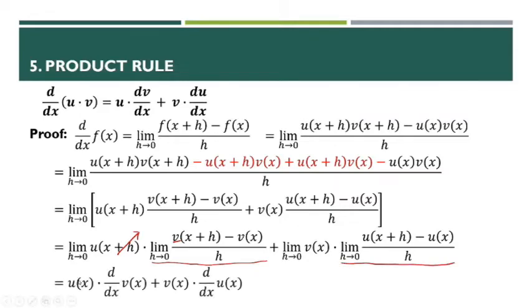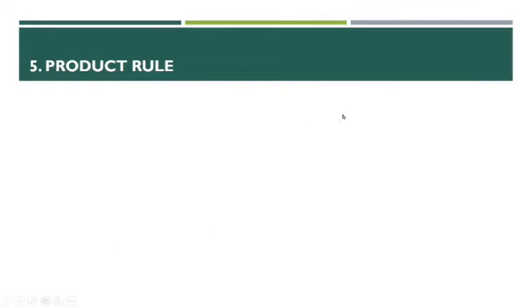So we have u of x times the derivative of the function v of x plus v of x times the derivative of the function u of x. So that is equal to function u times dv over dx plus v times du over dx. So that's a proof. So example.